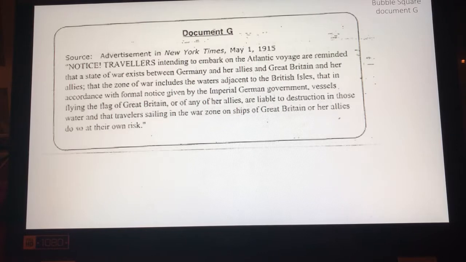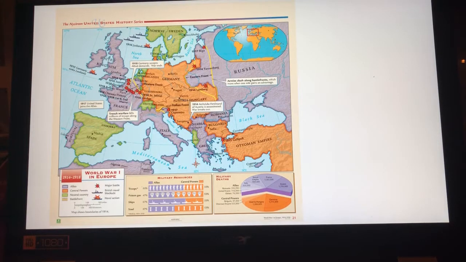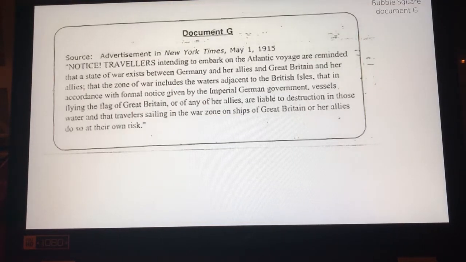So that's what I pointed out right here before this. Remember, I talked about the war being over here by the British Isles. There's unrestricted submarine warfare over here in this area. There's the blockade going on. So Germany is warning us, look, their zone of the war includes the waters adjacent to the British Isles, that in accordance with the formal notice given by the Imperial German government, vessels flying the flag of Great Britain or any of her allies are liable to destruction in those waters, and travelers sailing in the war zone on ships of Great Britain or her allies do so at their own risk.